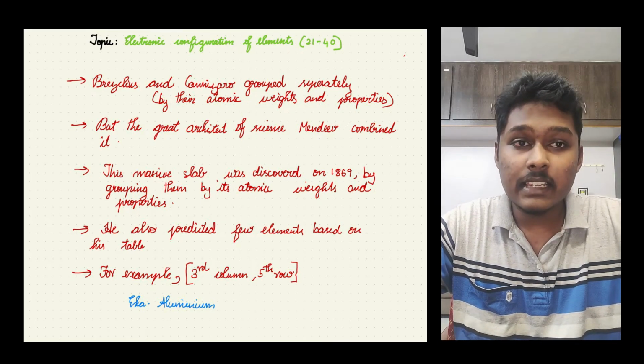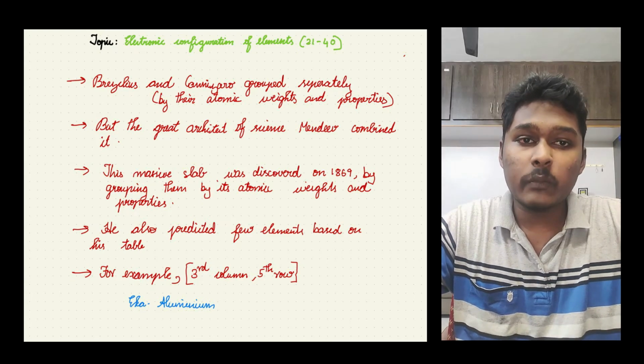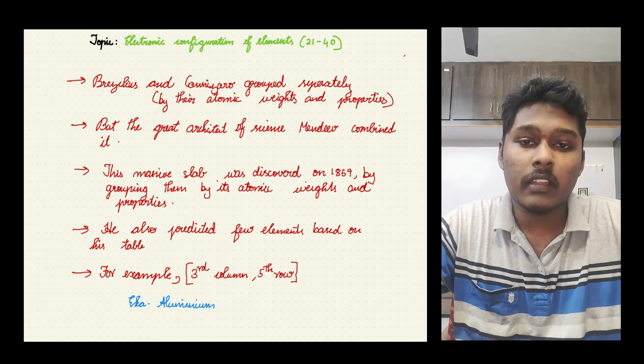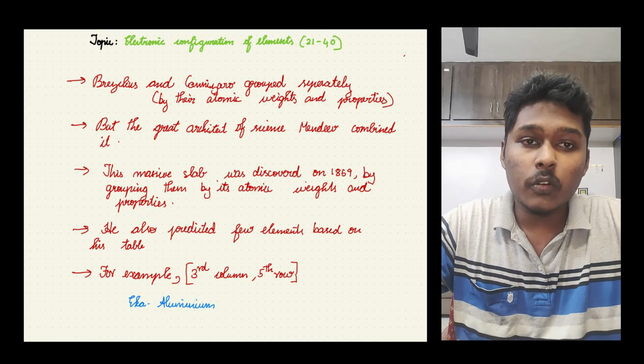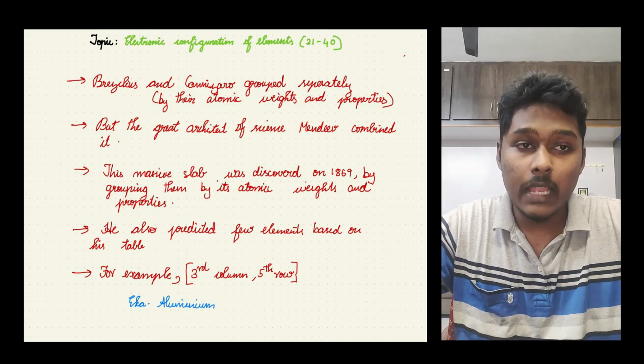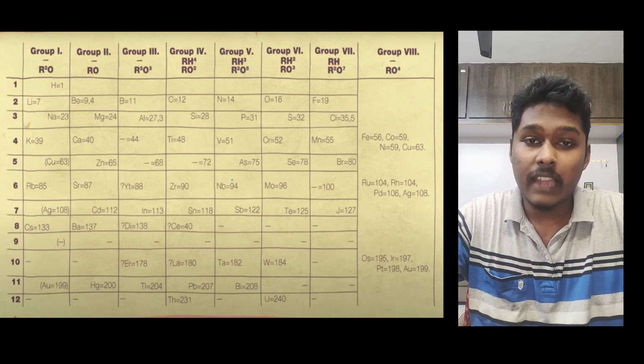His intelligence lies in assuming them like a flash of clouds and grouping them with their properties as well as their atomic weights into a massive slab. He discovered it in 1869. He also predicted a few elements with the help of his grouping. For example, check the third column, fifth row in his table. We can find a dash there.